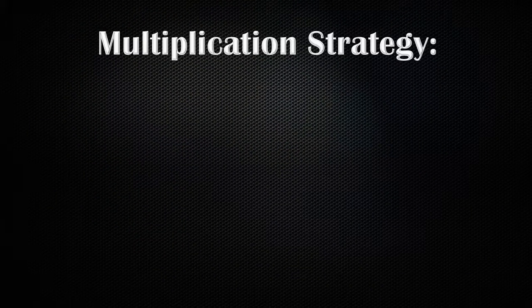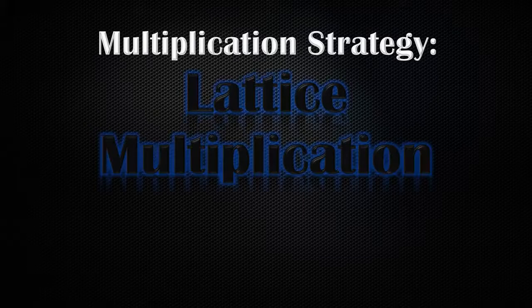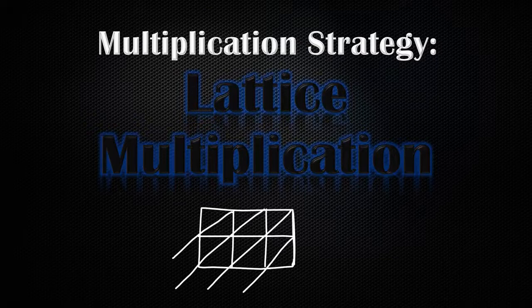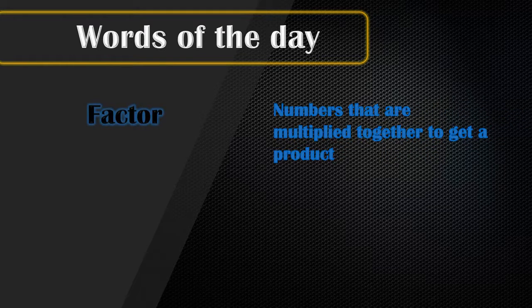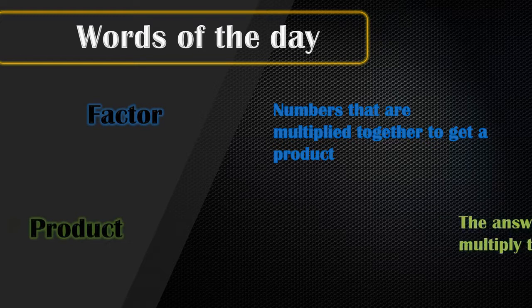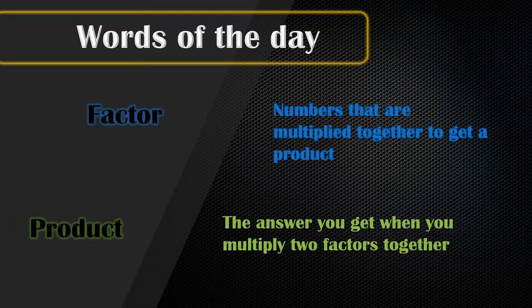Today we will learn about a multiplication strategy called lattice multiplication. However, as we already know, we have to first go through the words of the day. The first word of the day is factor, which refers to the numbers that are multiplied together to get a product. And the second word of the day is product, which refers to the answer you get when you multiply two factors together.